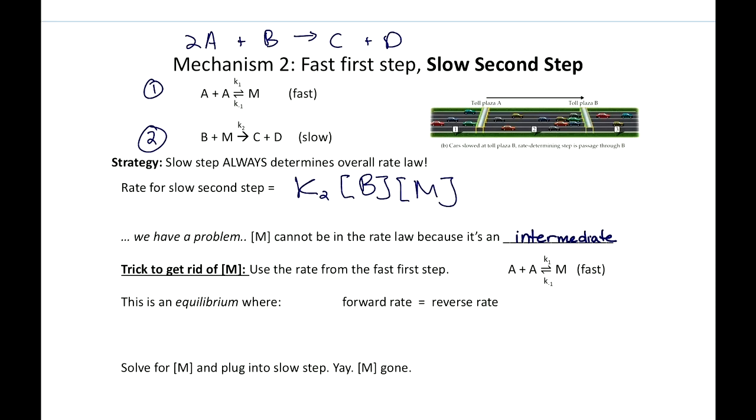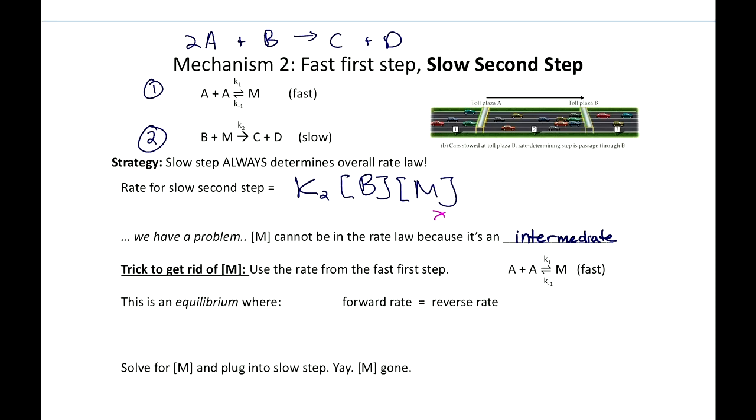So we need to get rid of M. Here's the trick for getting rid of M, which is an intermediate. With all of these slow second step problems, there's always going to be an intermediate that we need to get rid of. M can't be in the rate law because it's an intermediate. So maybe you think, let's just delete it, cancel it. No, we can't do that. This is how we approach it. We're actually going to use the first step to help us. The trick to get rid of M is to use the rate law for the first step.